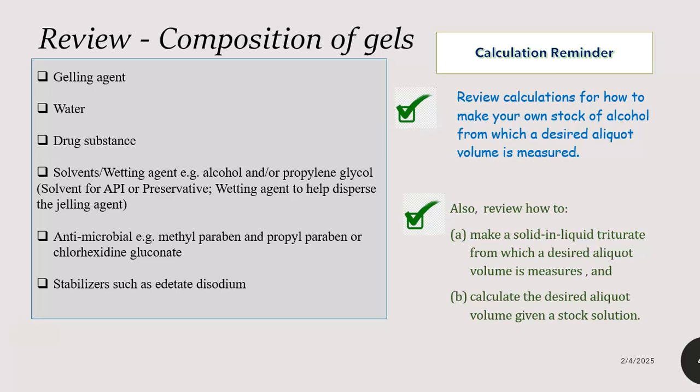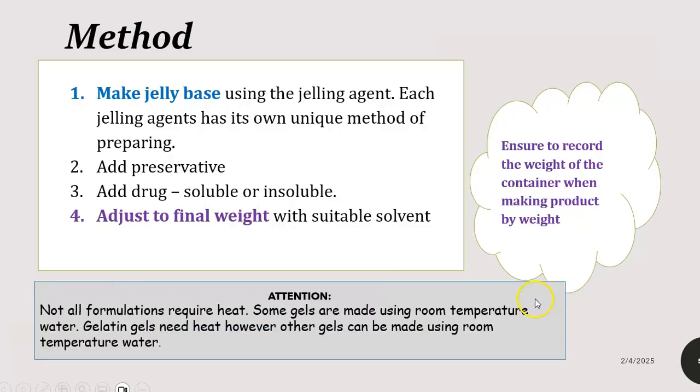But some drugs may not be weighable based on the equipment you have, and so making solid in liquid triturates may be required. And so this is also something that you need to brush up on. Making a solid in liquid triturate is a whole technique by itself and will not be covered in this video. When we make our solid in liquid triturate, we remove an aliquot that will be carrying the desired quantity of drug that we need or preservative.